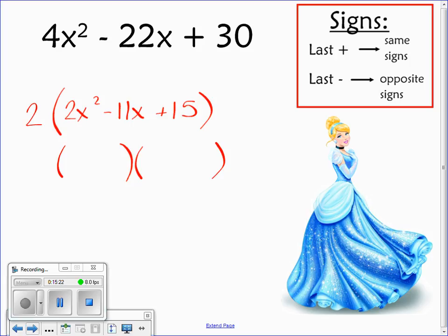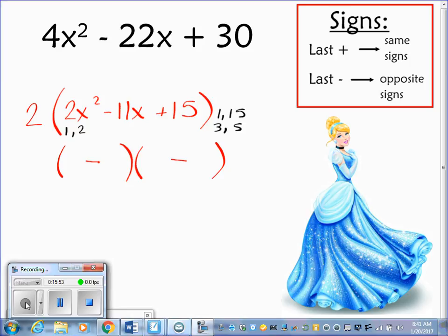Last one's positive. What are your signs? Good. So should they both be plus or both minus? Good. They're both minuses. All right, Ramon, options for A? Options for C? What's your first option? See, your class is helping you out. I want your list, right?